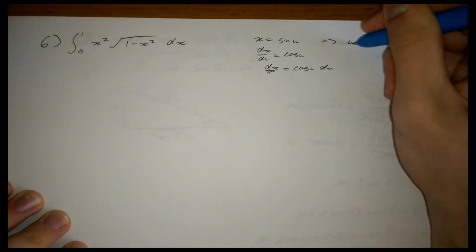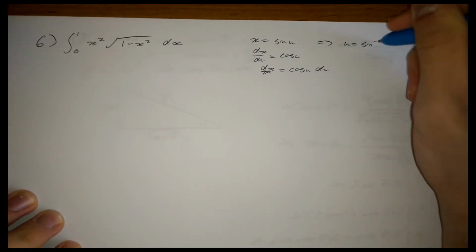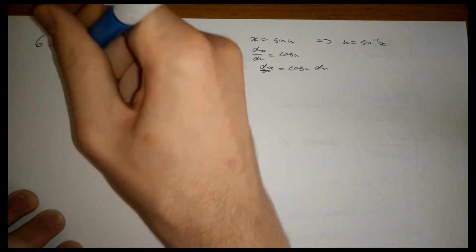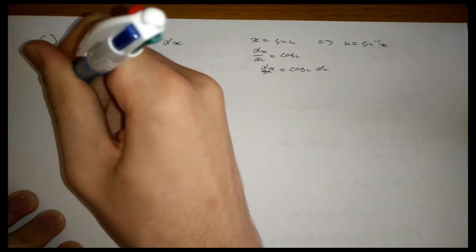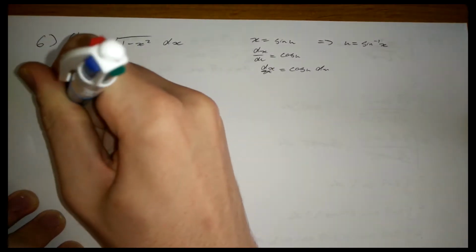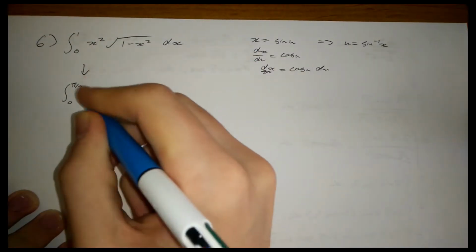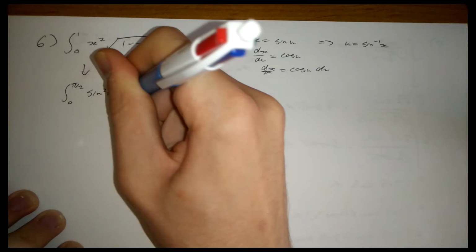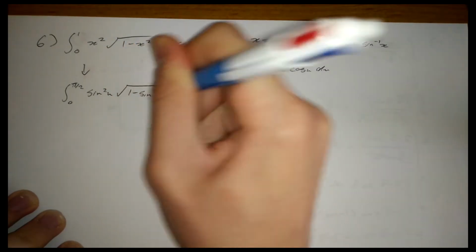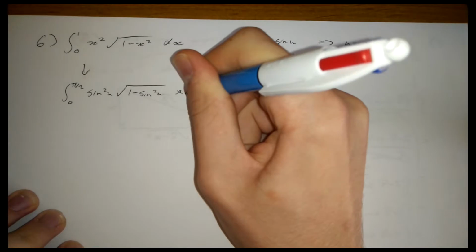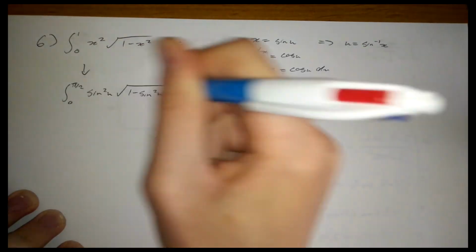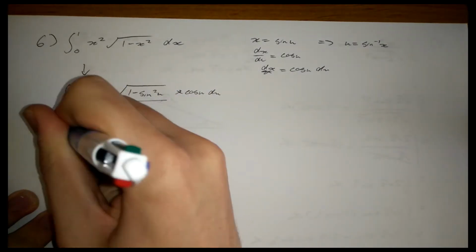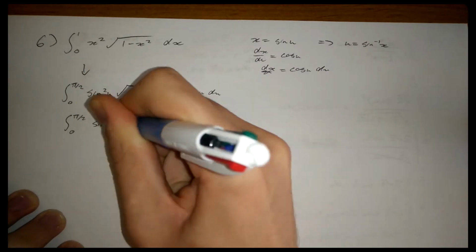If u equals inverse sine x, now we can work out our bounds in terms of u. Inverse sine of 1 is just pi on 2, inverse sine of 0 is just 0. So those are our new bounds, and we'll have sine squared u out front, square root of 1 minus sine squared u times cos u du. Well, this is just cos u over here, so we can get that down to sine squared u cos squared u du.